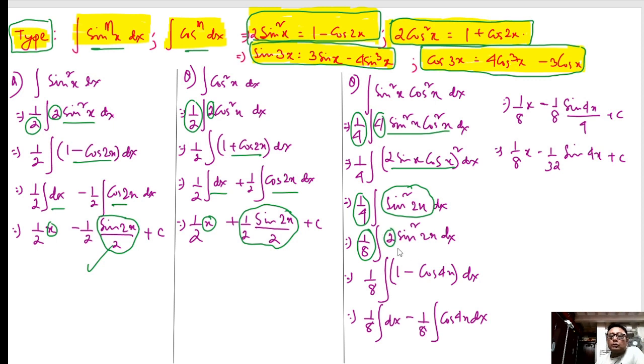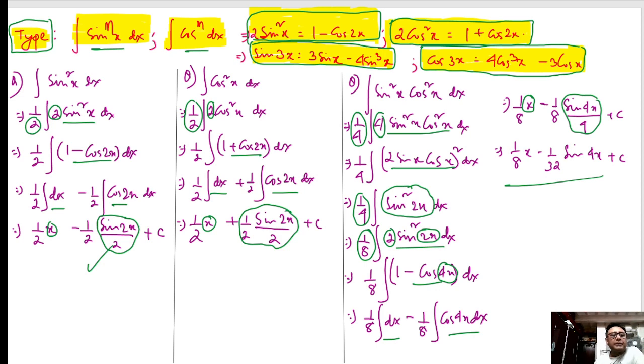Watch here. So 2 sine square x, again we know that it is 1 minus cos 2x. It will become 1 minus cos 4x, because it is 2 sine square 2x. It is not 2 sine square x. It is 2 sine square 2x. So this becomes 1 minus cos 4x. Again separating it, integration of dx is x, and cos 4x is sine 4x by 4. So this is how we solve it, and that is the answer of this.